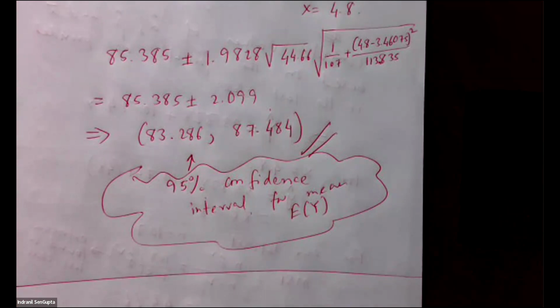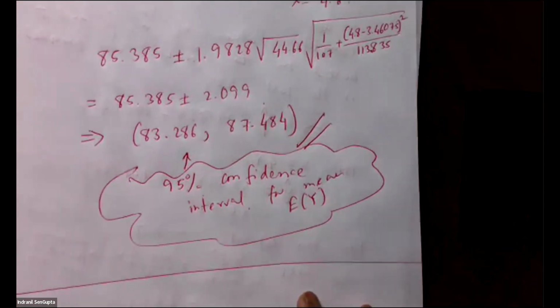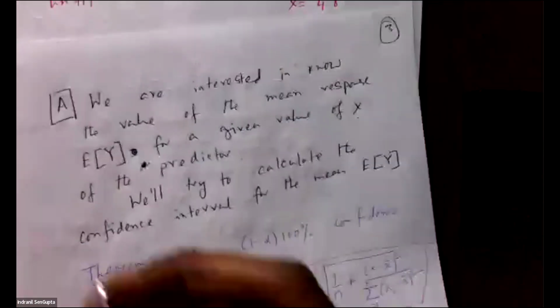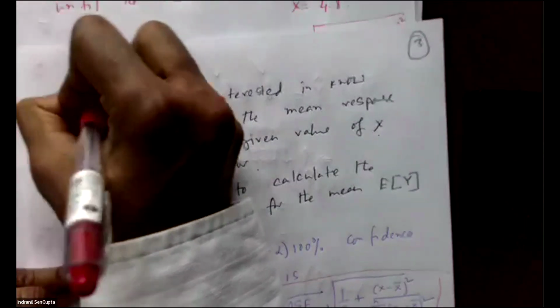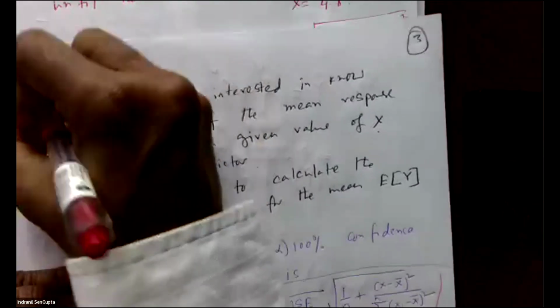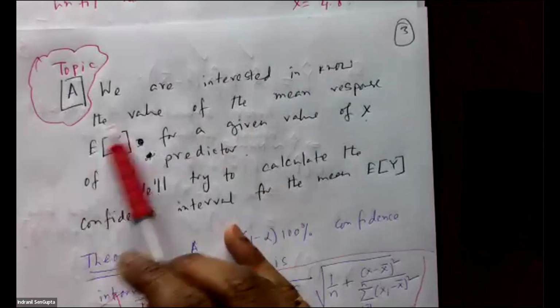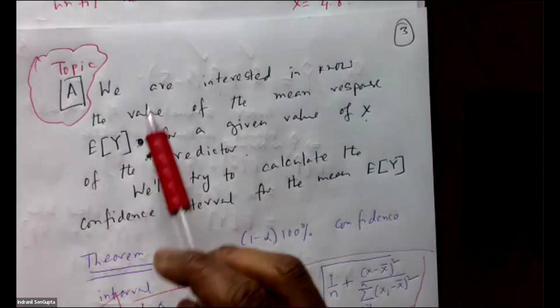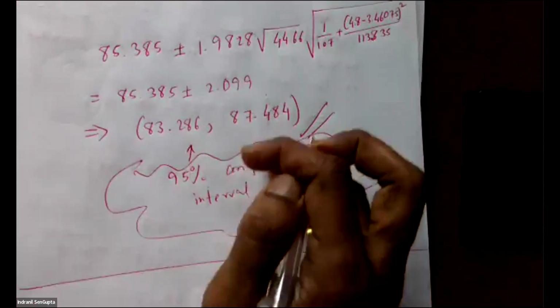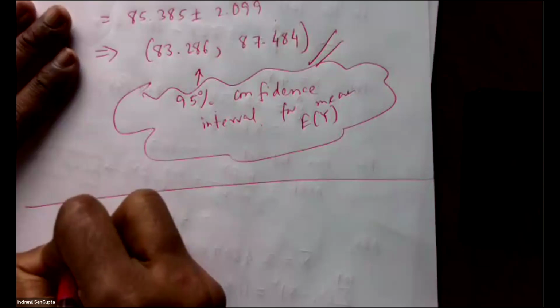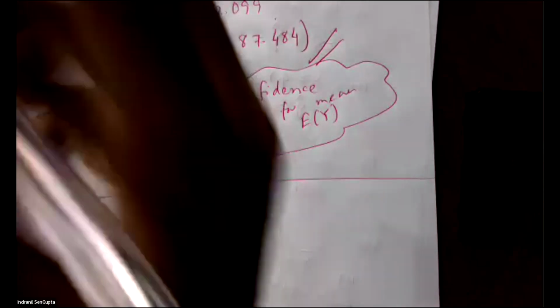Now let's finally end with another very interesting thing. So what we have done: remember, I wrote here topic A. So topic A was we are trying to compute the confidence interval for E of y. Let's do the second topic. So it's topic B.